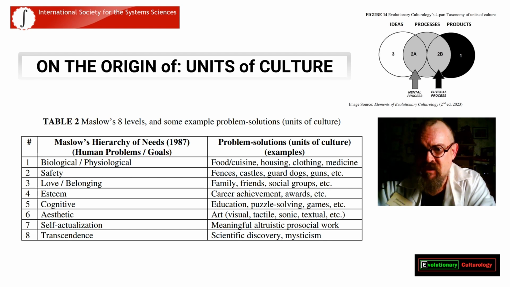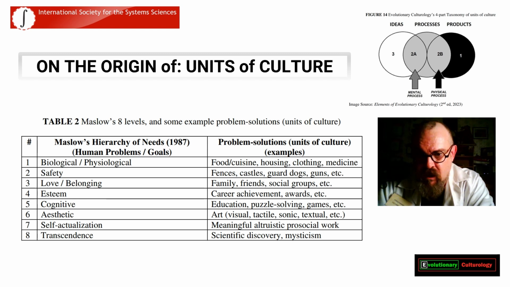Esteem, career achievement and awards and stuff. So we have ideas, processes and products and publications. Cognitive needs there. So you've got your education, your puzzle solving, your games, etc. A game is a system, as is everything. Has inputs, outputs, an algorithm, a boundary, a larger ecosystem that it's part of. Anyway, aesthetic needs, we have art, visual, tactile, sonic, textual, etc. All the different communication channels to keep us entertained or any emotional state you wish.